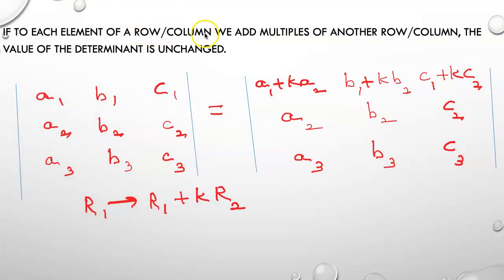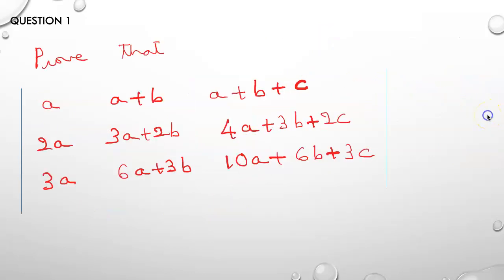If to each element of a row or column we add multiples of another row or column, the value of the determinant is unchanged. That is, I can do R1 plus k times R2. So this is the same as A1 plus k A2, B1 plus k B2, C1 plus k C2.